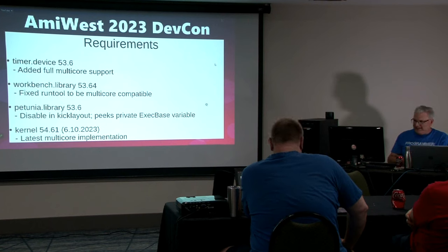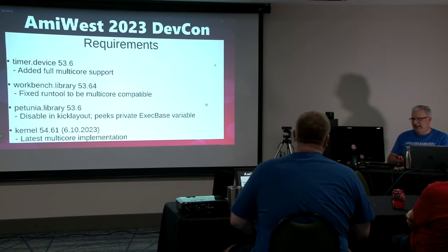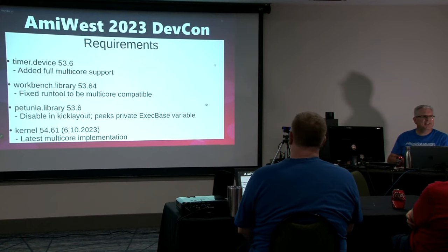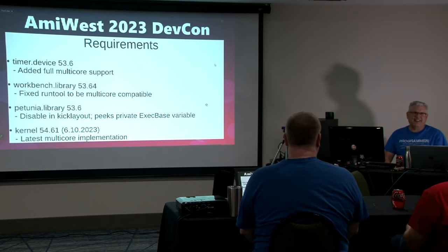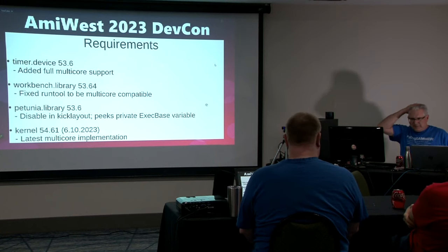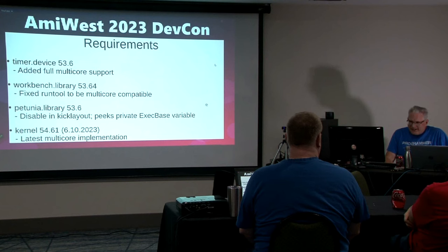Whatever. Workbench library had bugs in it. There's this run tool, multicore again. Petunia, that's our 68K just-in-time runtime emulation. Turns out it pokes into a private variable. And I don't know if I told my team to disable Petunia lately. I have to really tell them to turn it off. It will help slightly. We haven't fixed that poke yet, because Petunia is 100% PPC assembly language. I know where the area is, but I'm not that great at assembly.